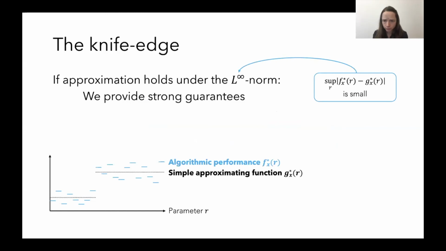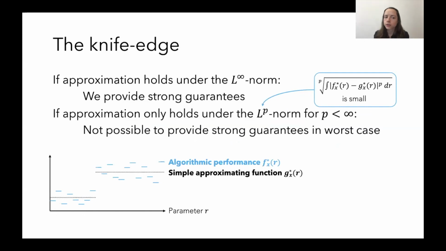Okay, so why is this paper called the Knife Edge of Dual Class Approximability? To answer this question, I'll tell you about our second main result. In this talk already, we've seen that if these algorithmic performance functions are well approximated by some simple function under the L infinity norm, which means the maximum difference between the blue and the black line is small, we're able to provide strong generalization bounds.